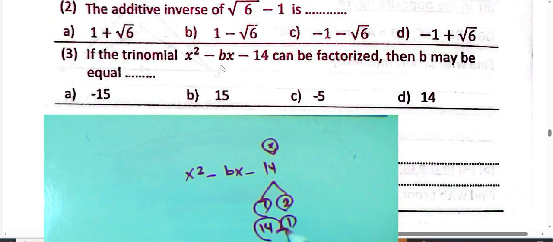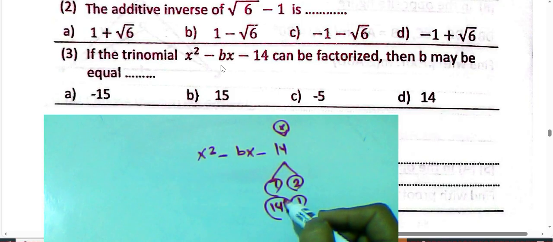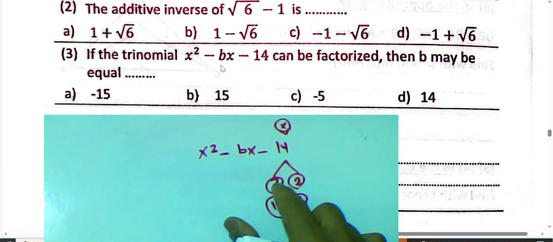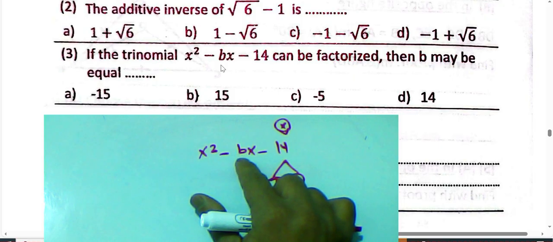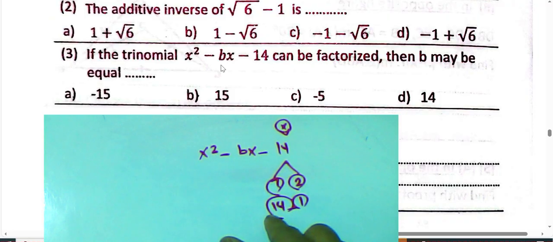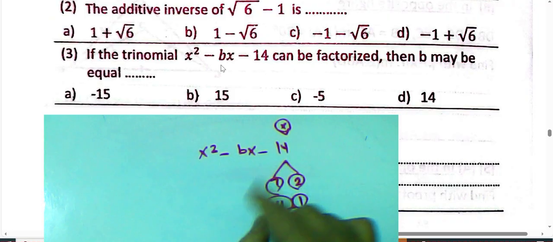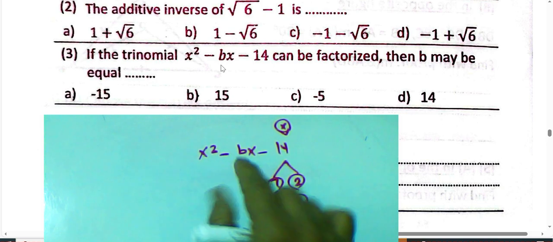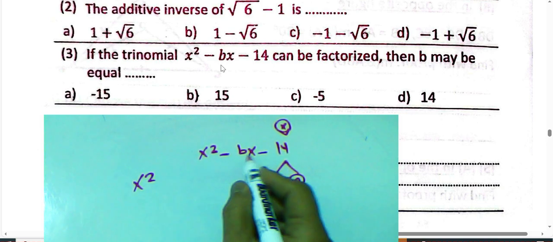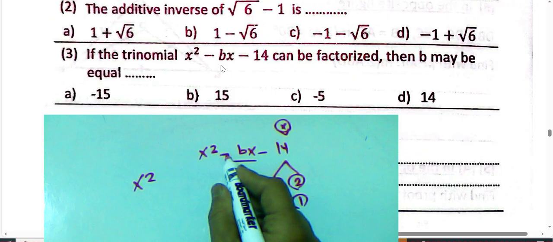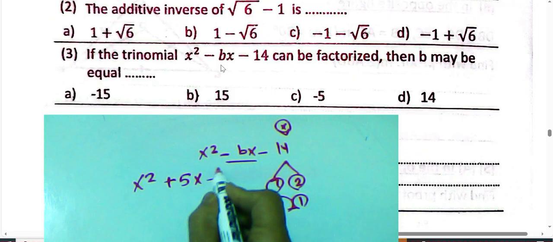14 times 1 equal 14 and 2 times 7 equal 14, and we want to find the difference. If we write 7 and 2, the difference between them equal 5. Then b here we must write 5. And if you write 14 and 1, the difference between them equals 13. We don't have 13, so the result will be 5. What about negative 5? If we write here x power 2, negative 5 times x, negative 5 times negative 1, it will be positive 5x minus 14.